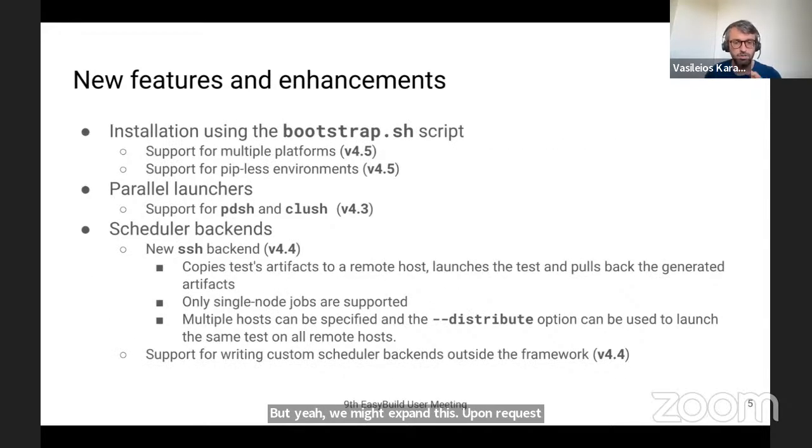Another thing I forgot to mention is that now you can define your own custom scheduler backends without having to change the framework. If you ever had to define your own scheduler backend in the past, you would have to keep a modified version of ReFrame, a modified fork. Now this is not necessary. You can have your scheduler backend in a different file, simply import that in your configuration, and register the scheduler backend with the framework, and then it's ready to be used. The same way as with custom parallel launchers.